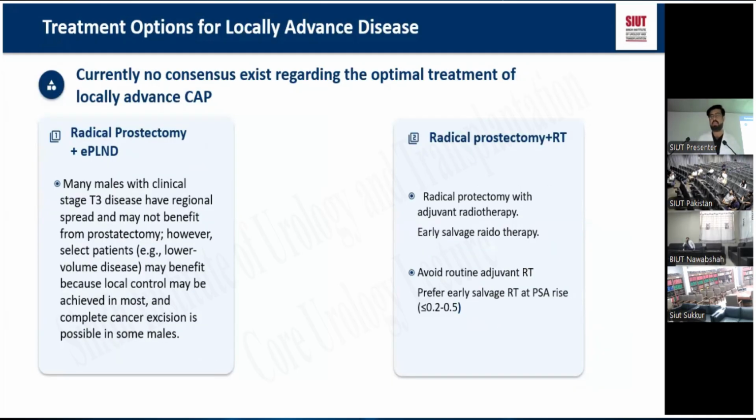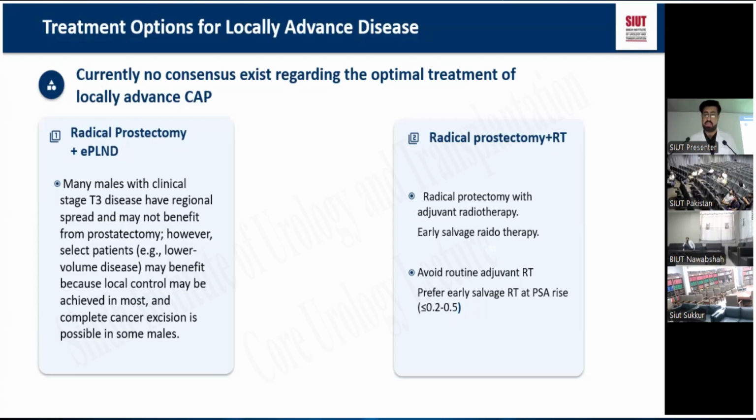Currently, no consensus exists regarding the optimal treatment of locally advanced CA prostate. Treatment options for locally advanced CA prostate is radical prostatectomy with extensive pelvic lymph node dissection. Okay, many patients already have micrometastasis, so surgery in T3 is controversial. In low volumes, good performance status, those patients may benefit from surgery.